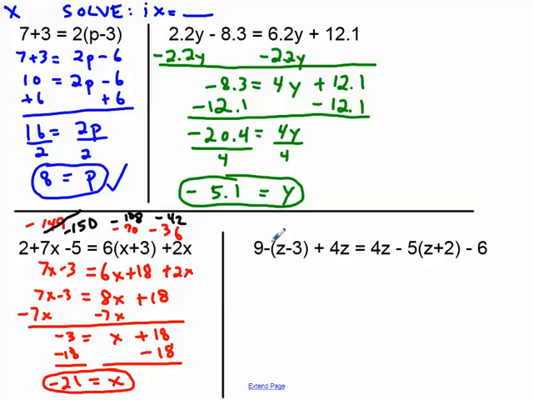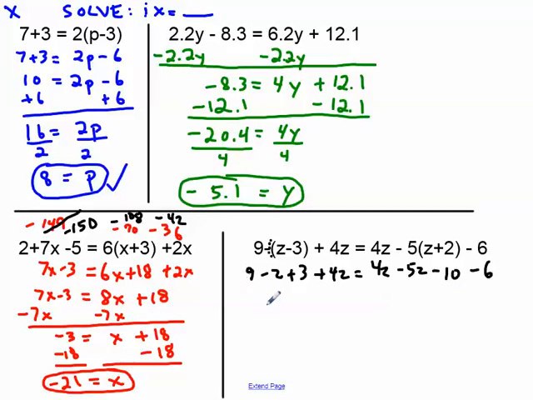Clear parentheses. Here I've got a minus parentheses, but I have to assume that there's a minus 1 there. So my 9 stays the same. Negative 1 distributed across this here is negative 1 times z is negative z. Negative 1 times negative 3 is negative times negative, positive 3. Plus 4z equals 4z. Negative 5 times positive z, minus 5z. Pay attention to the z's and the 2's, because those could be confusing, and the 5's and s's can be confusing as well. Negative times positive, negative 5 times 2, 10, minus 6.